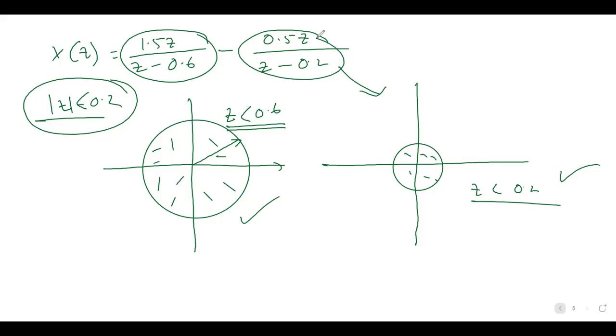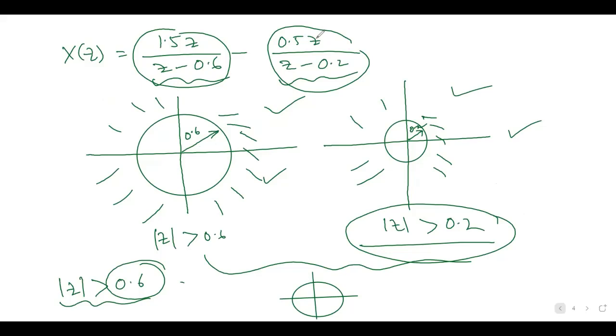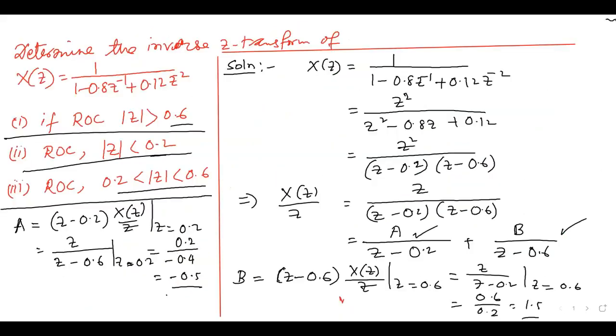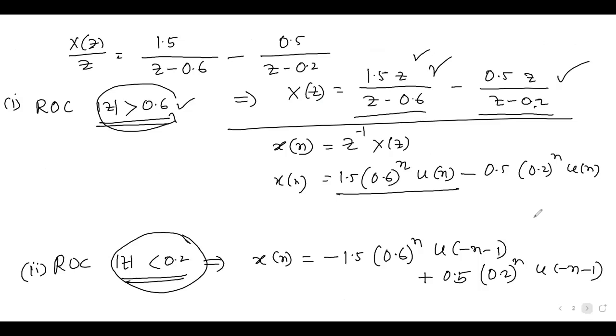And finally, for case 3, the ROC is given as this. For the second portion, that is this portion, it satisfies the right hand side signal, and for this portion, it satisfies the left hand side signal. Okay, is it clear?